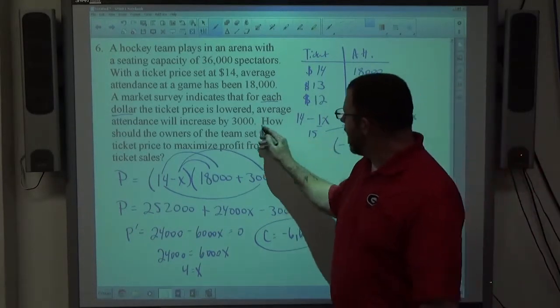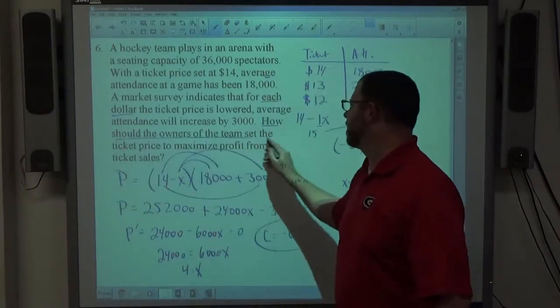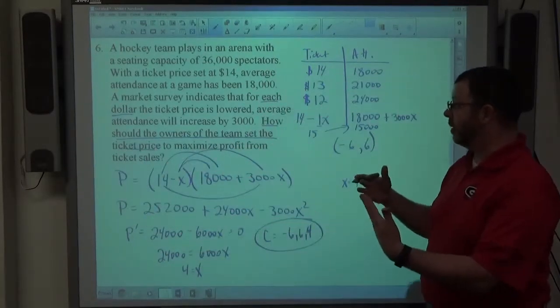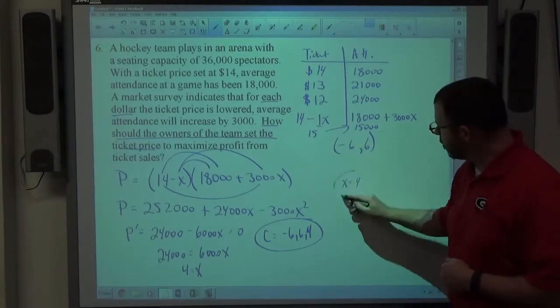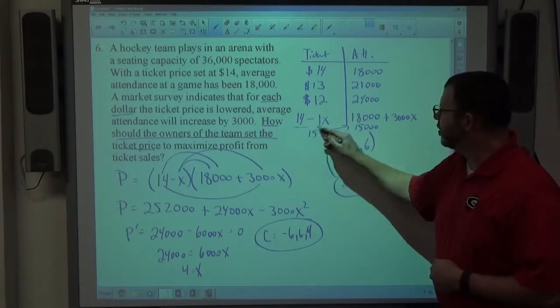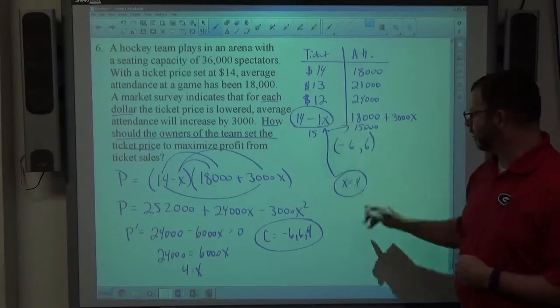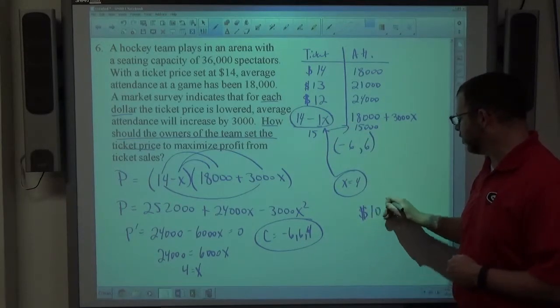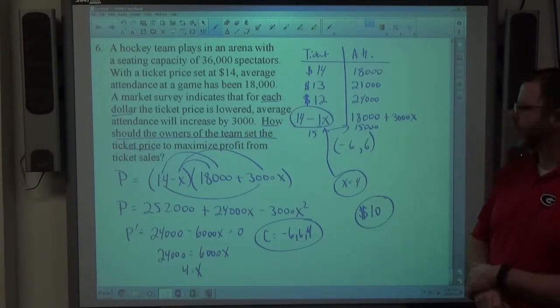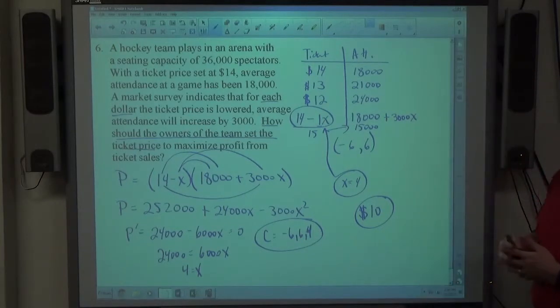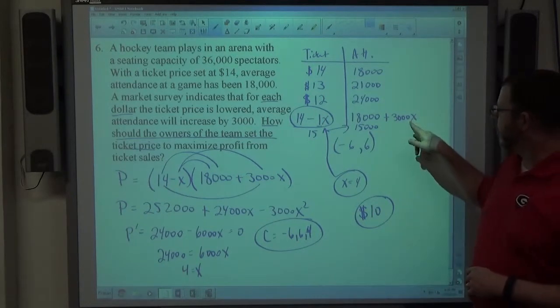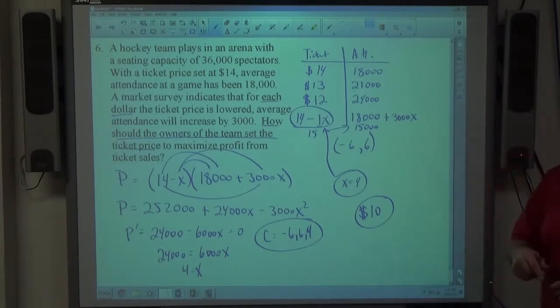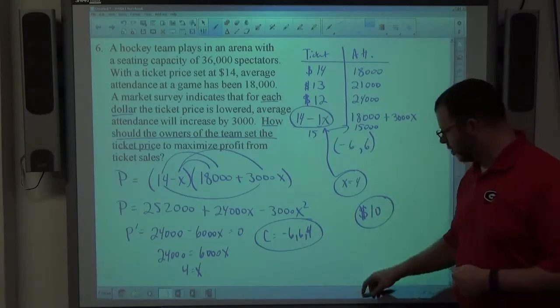Now it says, how should the owners of the team set the ticket price? They're asking us what the price should be for these tickets. So once we establish x equals 4, this is the ticket price. So 14 minus 4 gives us a ticket price of $10. That's the answer I'm looking for. If it had said, what would the attendance be at the optimal ticket price, we would have had to put 12,000 plus 18,000, so 30,000 people in the arena. But I'll be asking for ticket price on this question on the test.